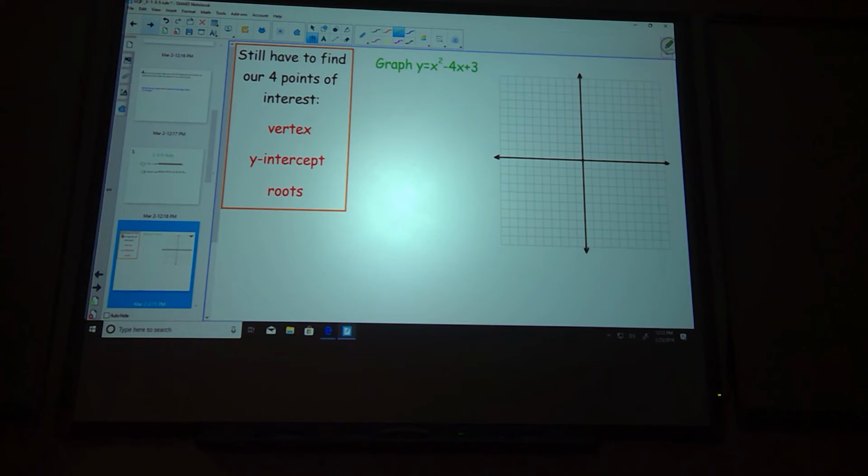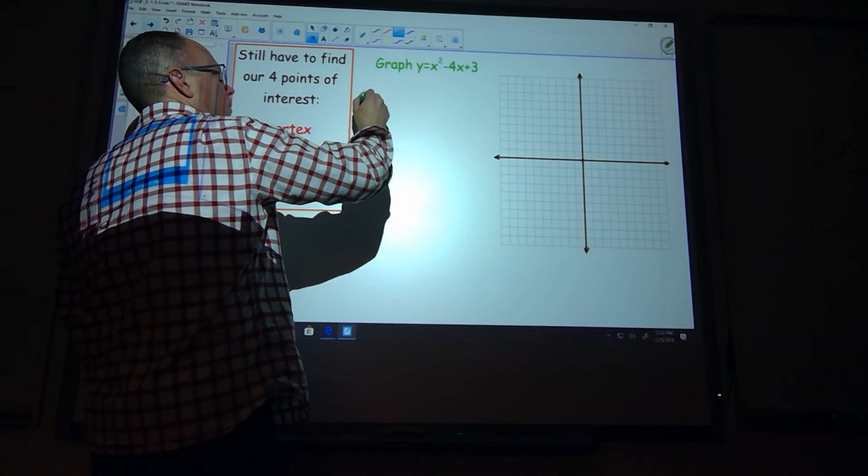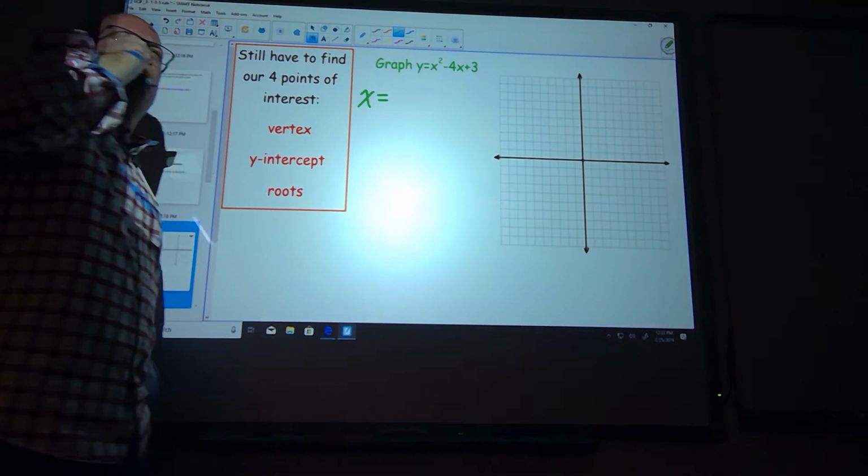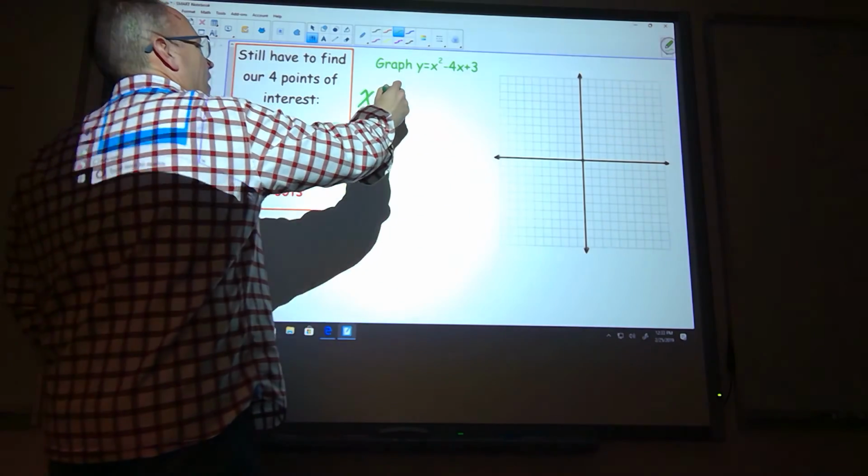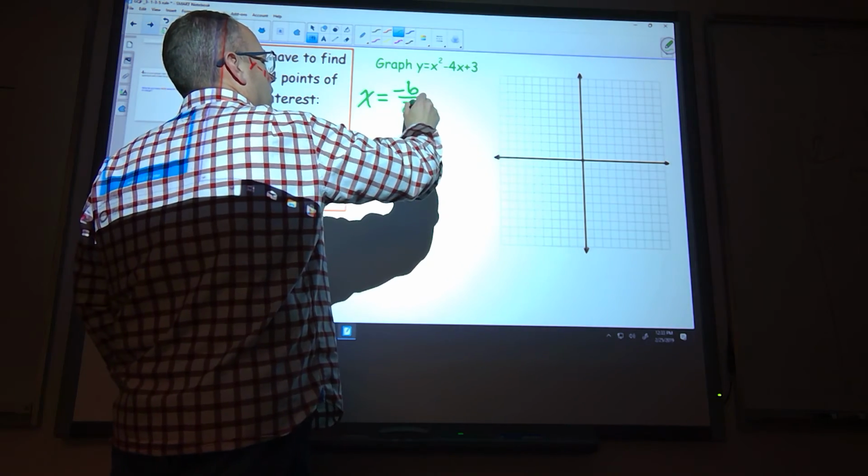Okay, so there's the one equation. That's our go-to. What is our go-to on this equation? I think Sophia knows it really well. Is it negative b over 2a? Negative b over 2a. That's it.